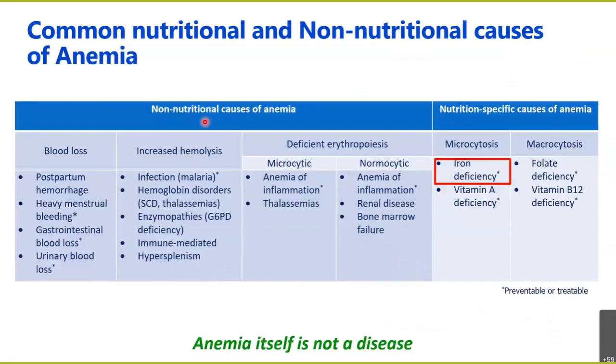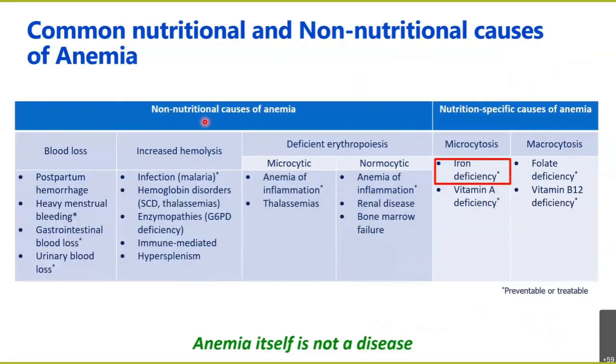It can be immune mediated, hypersplenism. There are hemoglobin disorders, like you have your thalassemia, sideroblastic anemias, enzymopathies like G6PD deficiencies, etc. All these can cause the RBCs to break, and the patient can have loss of these RBCs. There is loss of hemoglobin, and patient can have anemia. So these are non-nutritional causes.